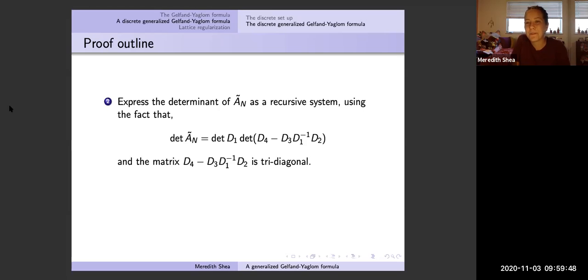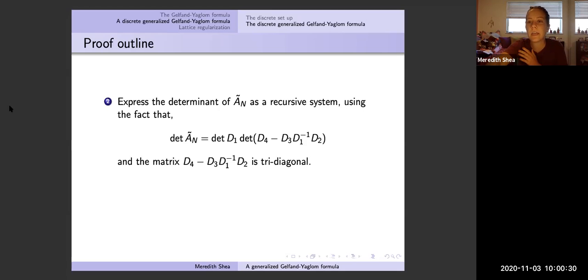And again, for Hamiltonians of the form like p squared minus or plus v of q, we're fine. And so D1 is just diagonal. The determinant's very easy to compute. And then that other funky matrix you have there, D4 minus D3, D1 inverse, D2 is just tridiagonal. And when you have a tridiagonal matrix, you can write the determinant of this as a recursive system, especially because for the most part, the terms are pretty similar. And so it's a pretty nice recursive system.